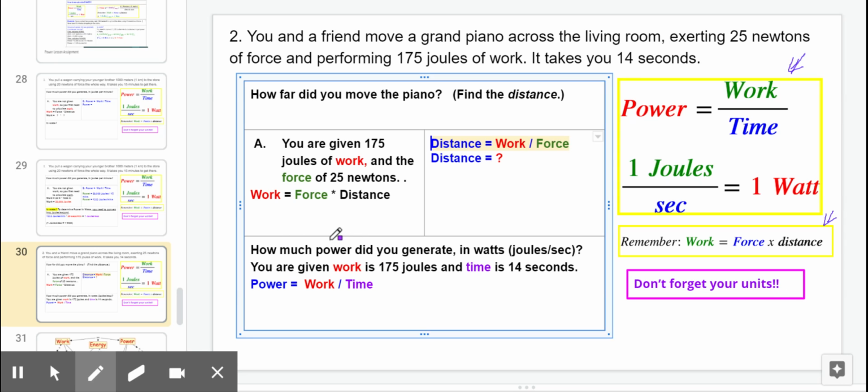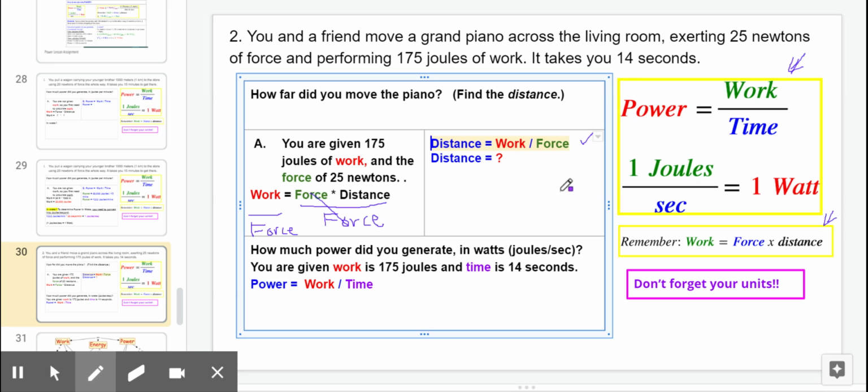To solve for distance, we need to isolate. We need to rearrange the equation so distance is on one side by itself. We can do that if we divide the right side by force, and we divide the left side by force. That will allow us to cancel out force on the right, and then we are left with distance equals work divided by force.